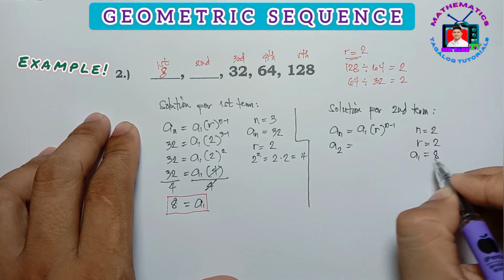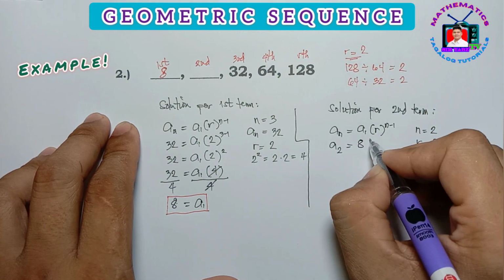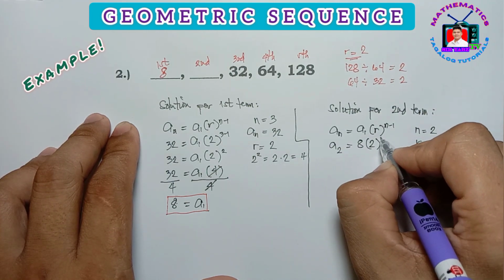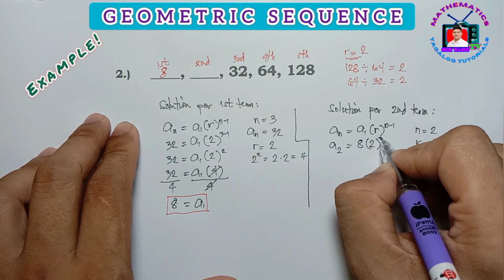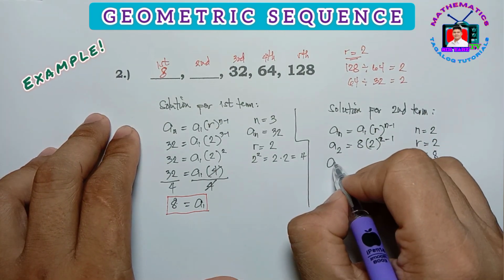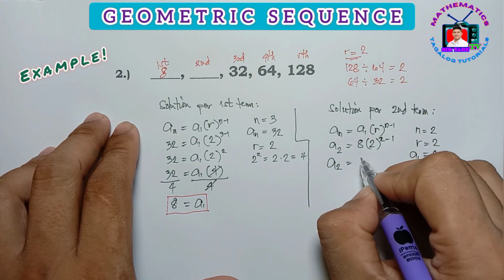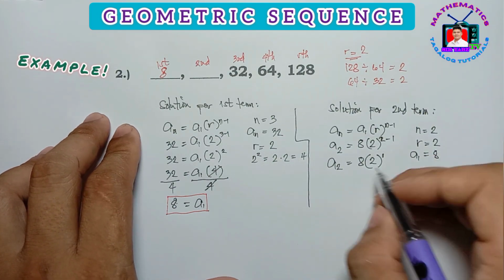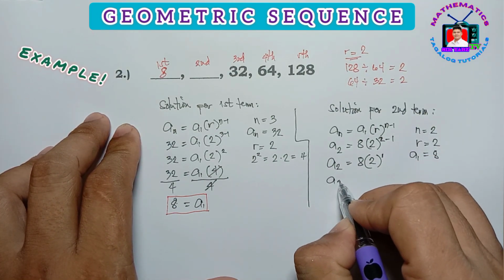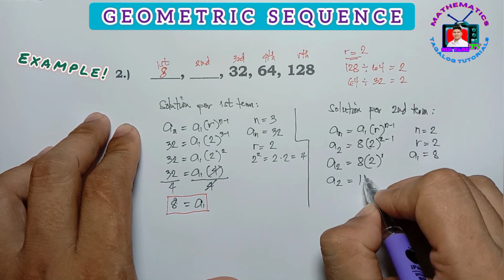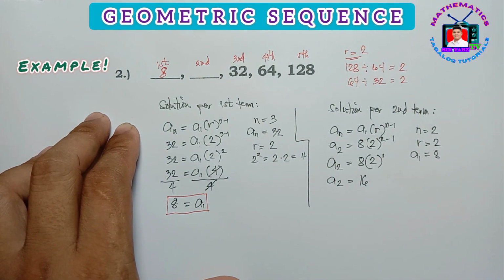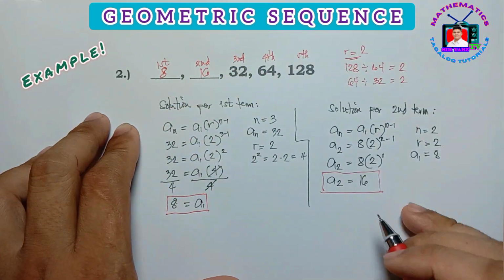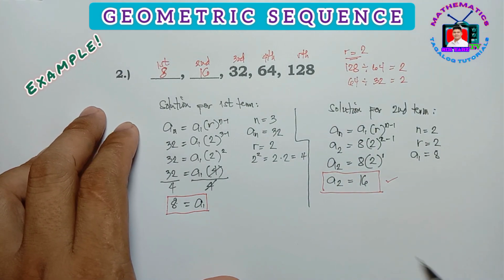So, a sub n equals a sub 2. Then, equals, our first term is 8. The common ratio is r, or 2. Then, raised to the power of n, which is 2 minus 1. So, a sub 2 equals, bring down 8. Then, r is 2. Then, 2 minus 1 is 1. Now, since it is 1, we can just multiply it by 8. So, a sub 2 equals 16. So, the second term of our geometric sequence in number 2 is 16. Okay? So, they share the same common ratio r, which is 2.